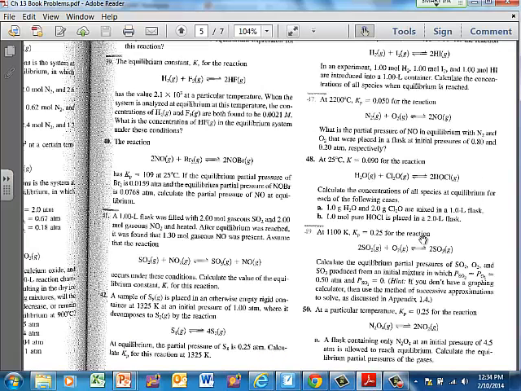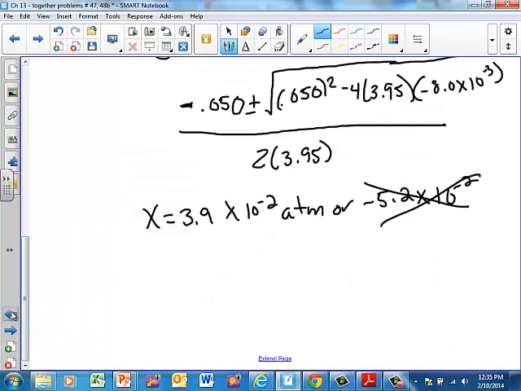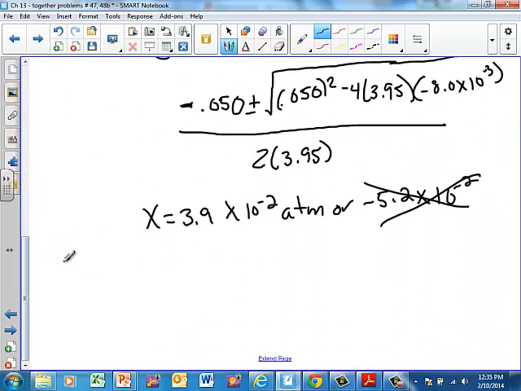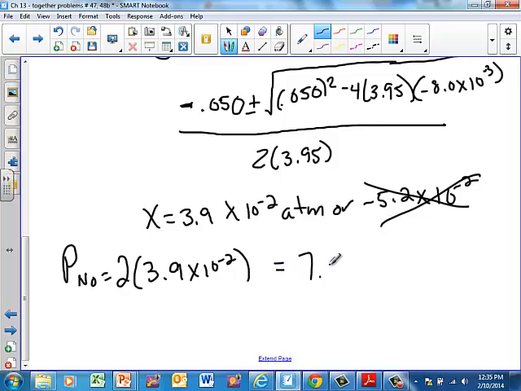Now why the heck were we doing this in the beginning? Well, what we were trying to solve for is the partial pressure of NO. So if we go back to our equilibrium expression up here, remember NO has to be 2 times x. That's how we're going to figure out what it is at equilibrium, because whenever we find x we have to go back to the ICE table and actually solve for the values. So my partial pressure of NO is going to be 2 times 3.9 times 10 to the negative second, which is equal to 7.8 times 10 to the negative second atm.